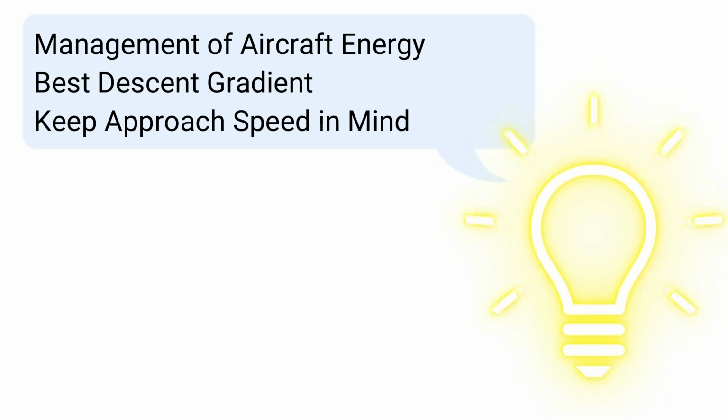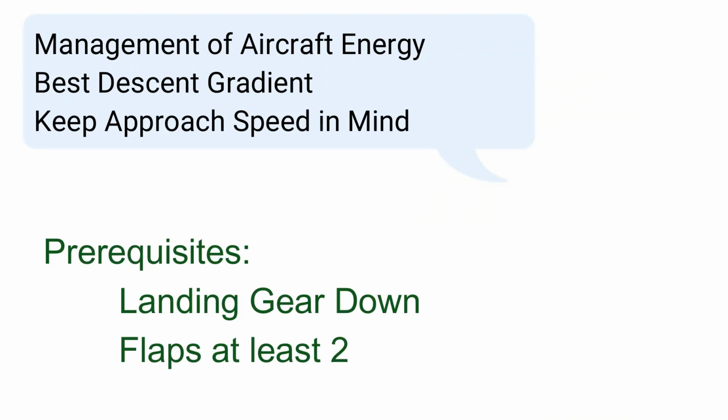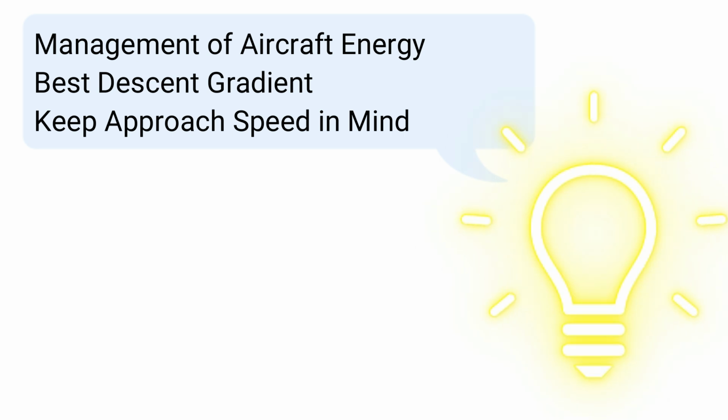Since the aircraft is coming for approach, speed must also be kept in check. Prerequisites: 1. Landing gear down. 2. Select flaps as required, at least config 2, to ensure aircraft speed does not increase.